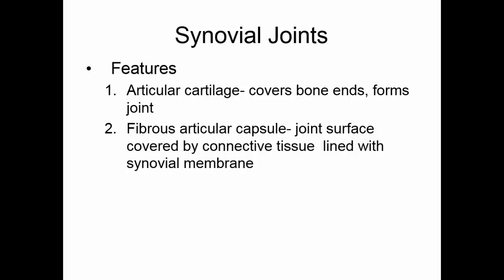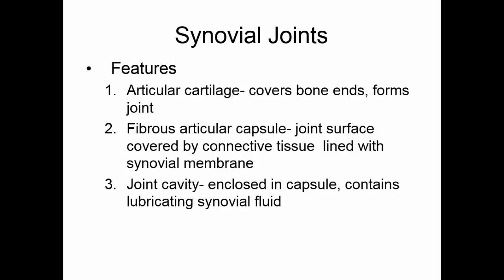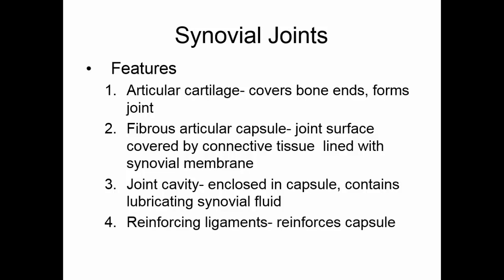The joint surface is covered by connective tissue and it's lined with the synovial membrane. This forms a joint cavity. This is what's enclosed in the capsule and contains that lubricating synovial fluid. Some joints, if there's enough stress placed on them, will also have reinforcing ligaments. Ligaments are dense fibrous connective tissue that help hold bones together.